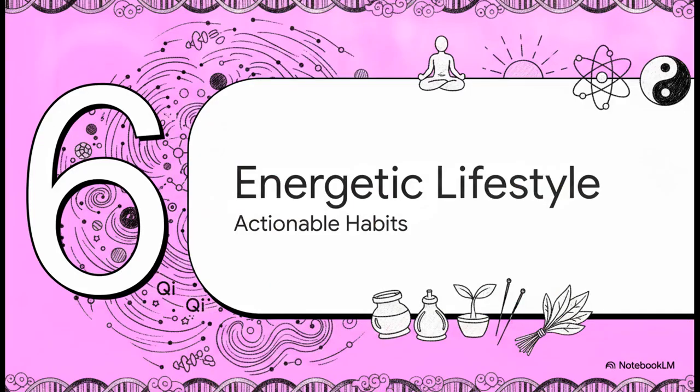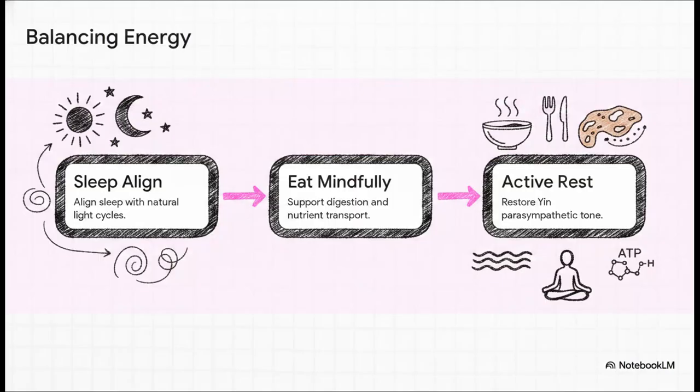Section 6. Designing your energetic lifestyle. All right, let's translate all this rich quantum biology and ancient wisdom into stuff you can actually do today. Here is a step-by-step tutorial on balancing your energy through natural restorative cycles. Step 1. Align your sleep with natural light cycles to balance your HPA axis. This naturally harmonizes your biofield with the geomagnetic environment.